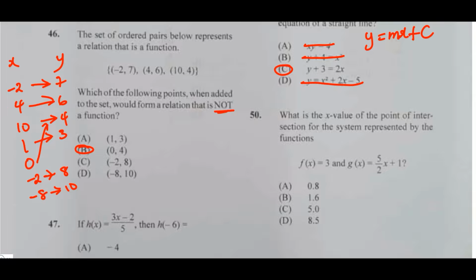So from the intersection, it means that they meet. So we can say 5 over 2x plus 1 is equal to 3, and we can solve for x. So 5 over 2x is equal to, when we subtract 1 from both sides, 2. So to find x, we're going to multiply both sides by 2/5. So 2 times 2/5, we get x is equal to 4 over 5.